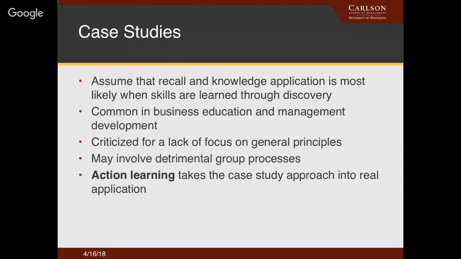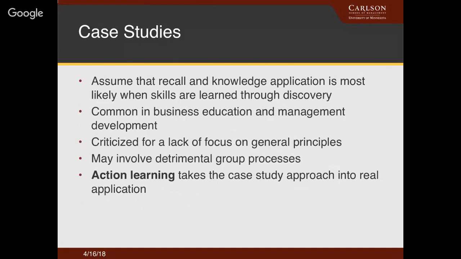The next slide covers the case study approach. Case studies you're very familiar with, having been trained in business education. They're very commonly used in business education and management development. The idea here is that recall and knowledge application is most likely when skills are learned through discovery. So if we give people these applied cases to work on, they can apply the skills they've learned and then have more generalizable or transferable knowledge.